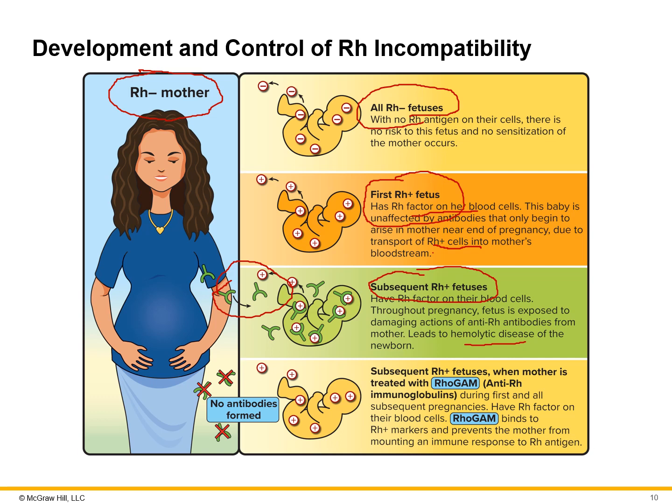Right? So then what happens to offset this is that moms are given what is called RhoGAM, which is an anti-Rh immunoglobulin during that first pregnancy and all the other pregnancies. And so the RhoGAM is going to bind to those Rh markers and prevent the mom from mounting a response. So essentially it's coating them. It's kind of covering them up so that it's hiding them from the immune system and they don't cause that reaction.